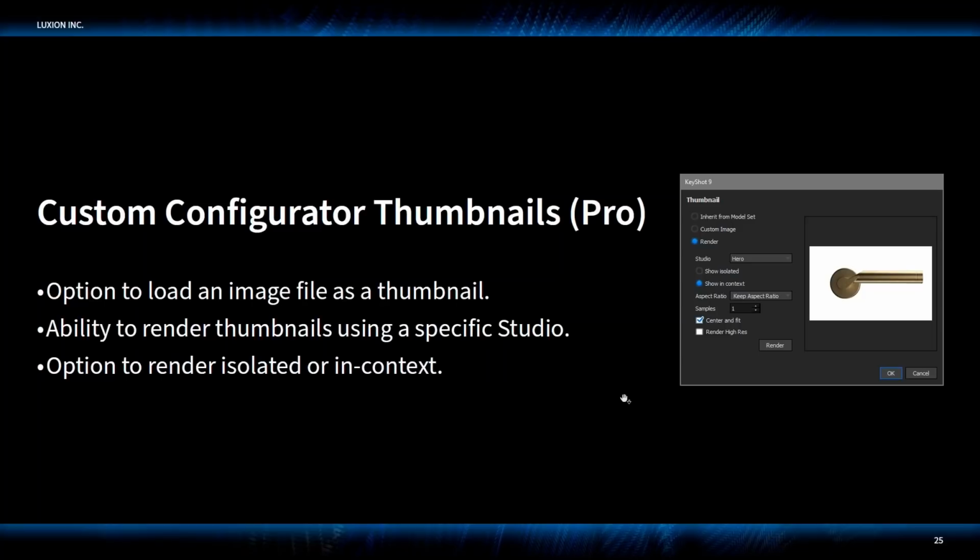You can also create custom configurator thumbnails. You can load an image as a file for the thumbnail, or we have provided some tools to render right in KeyShot. You can render using a specific studio, showing it isolated or showing it in context with the parent model or associated component models.